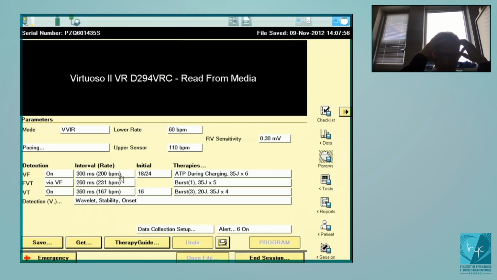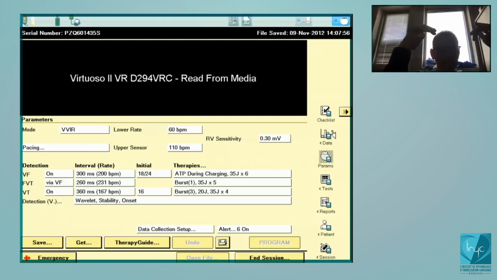If you have 18 out of 24 cycles which are labeled fast VT or VF, then the VF counter will be filled. And as I've explained, you will then analyze the 8 last cycles before the detection. And if there is at least one VF cycle, then this is going to be an episode of VF, and then the therapy of the VF zone will be delivered.